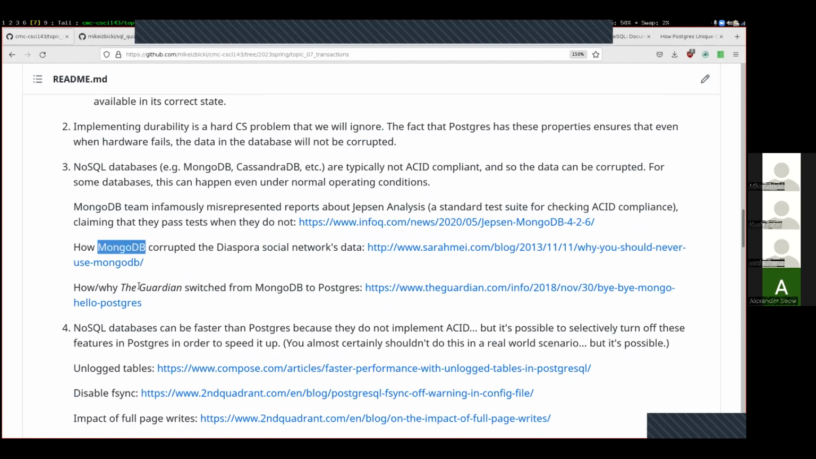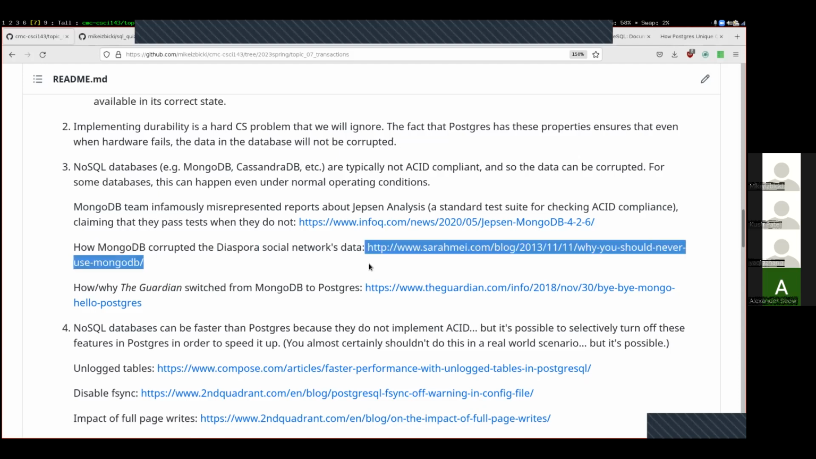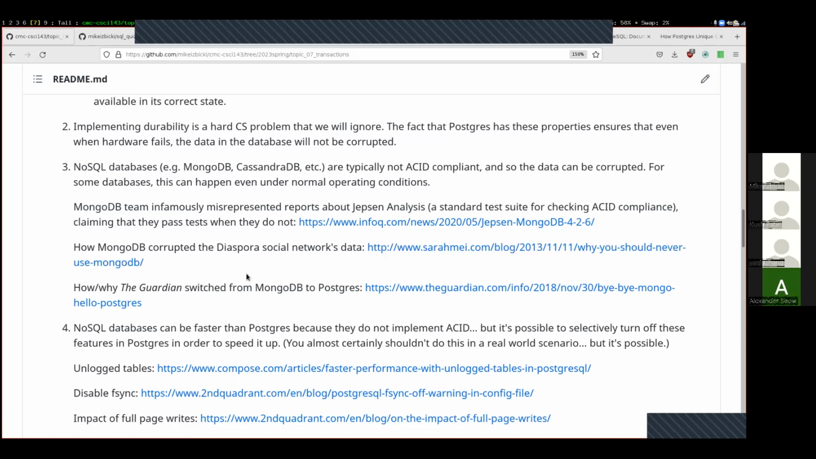I have two more practical links down here. There was a social network in the 2010s called Diaspora that used MongoDB in the back end, and they ended up having to shut down because their social network got corrupted because they were relying on the ACID guarantees of MongoDB, and it failed them. If you want to read about that instance, there's a link there.